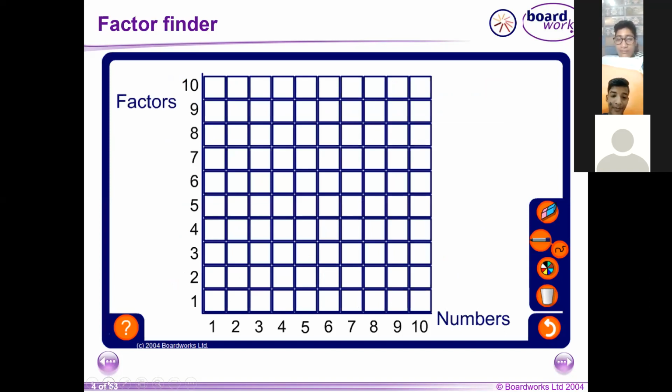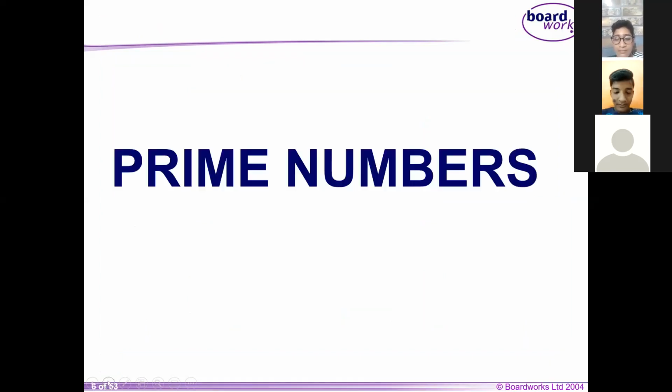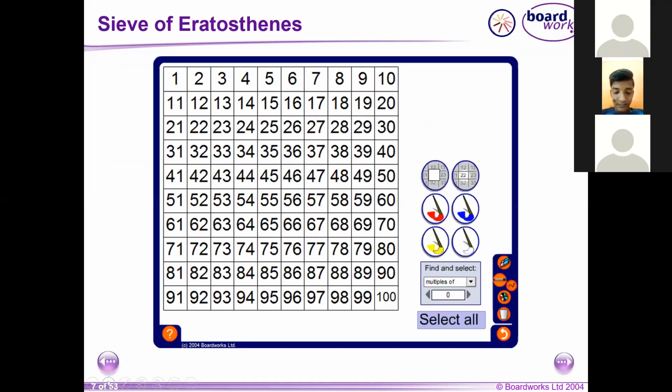Factors finder. So you will do it later. Now the circle and square puzzle. This you can also do. This will be in the video. Okay. Next, prime numbers. Now this is the table of the numbers from 1 to 100, and you have to tell the prime numbers.